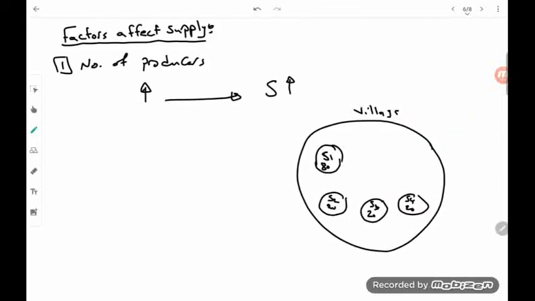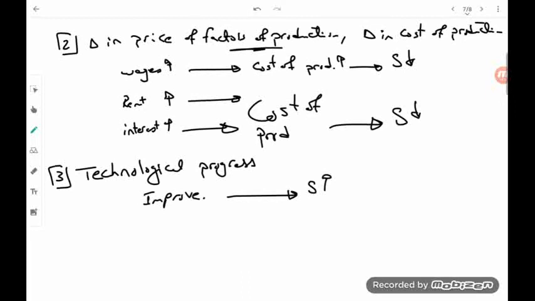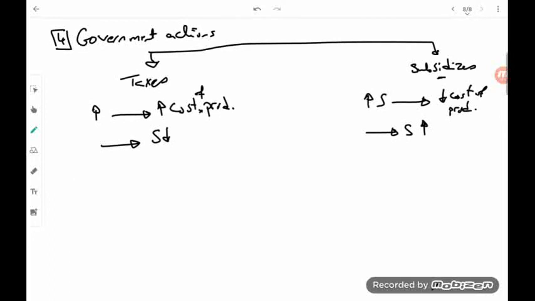So the 4 factors, which are number of producers, change in the price of factors of production, technological progress, and government actions, all of them will cause a shift to the supply curve, whether to the right or to the left, based on whether they are going to increase supply or decrease supply.